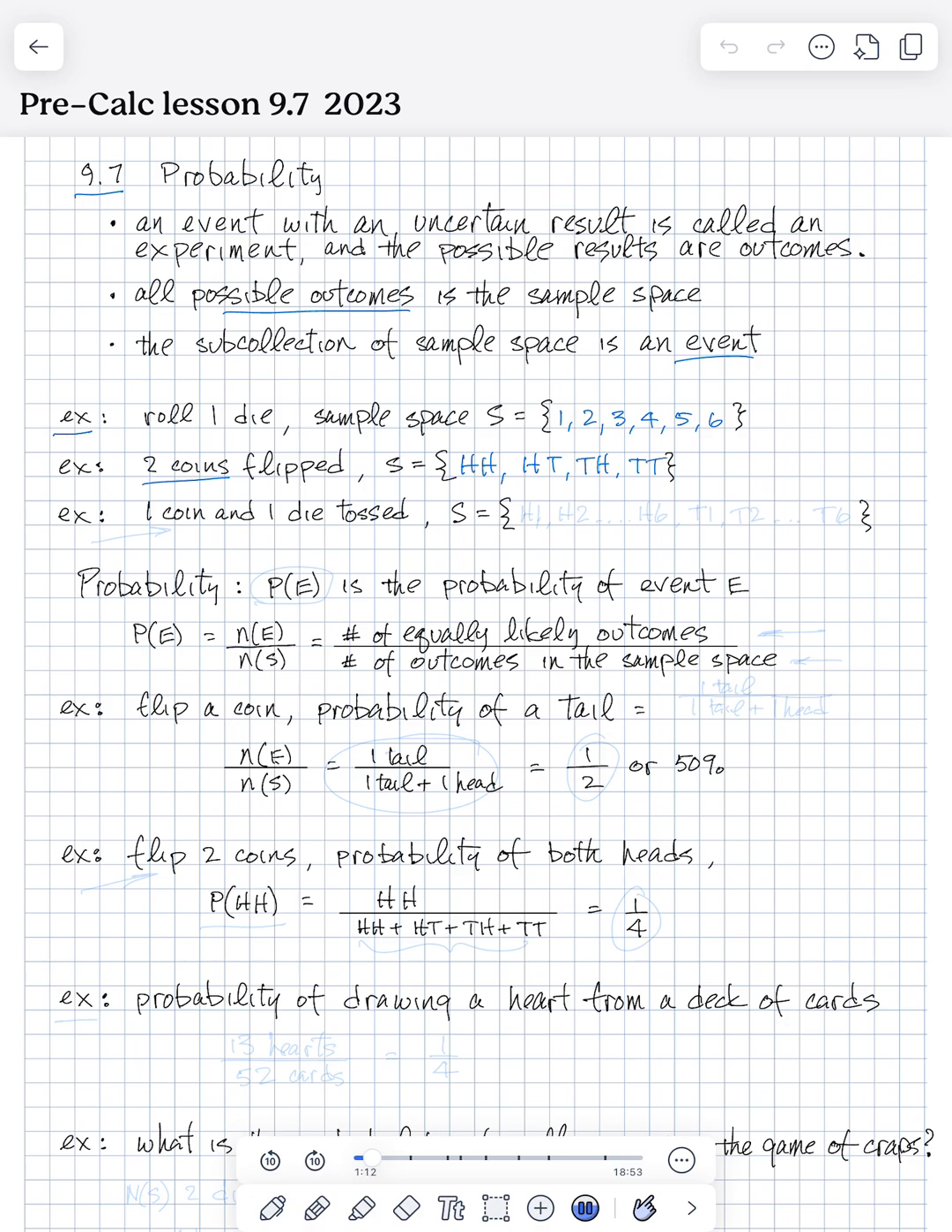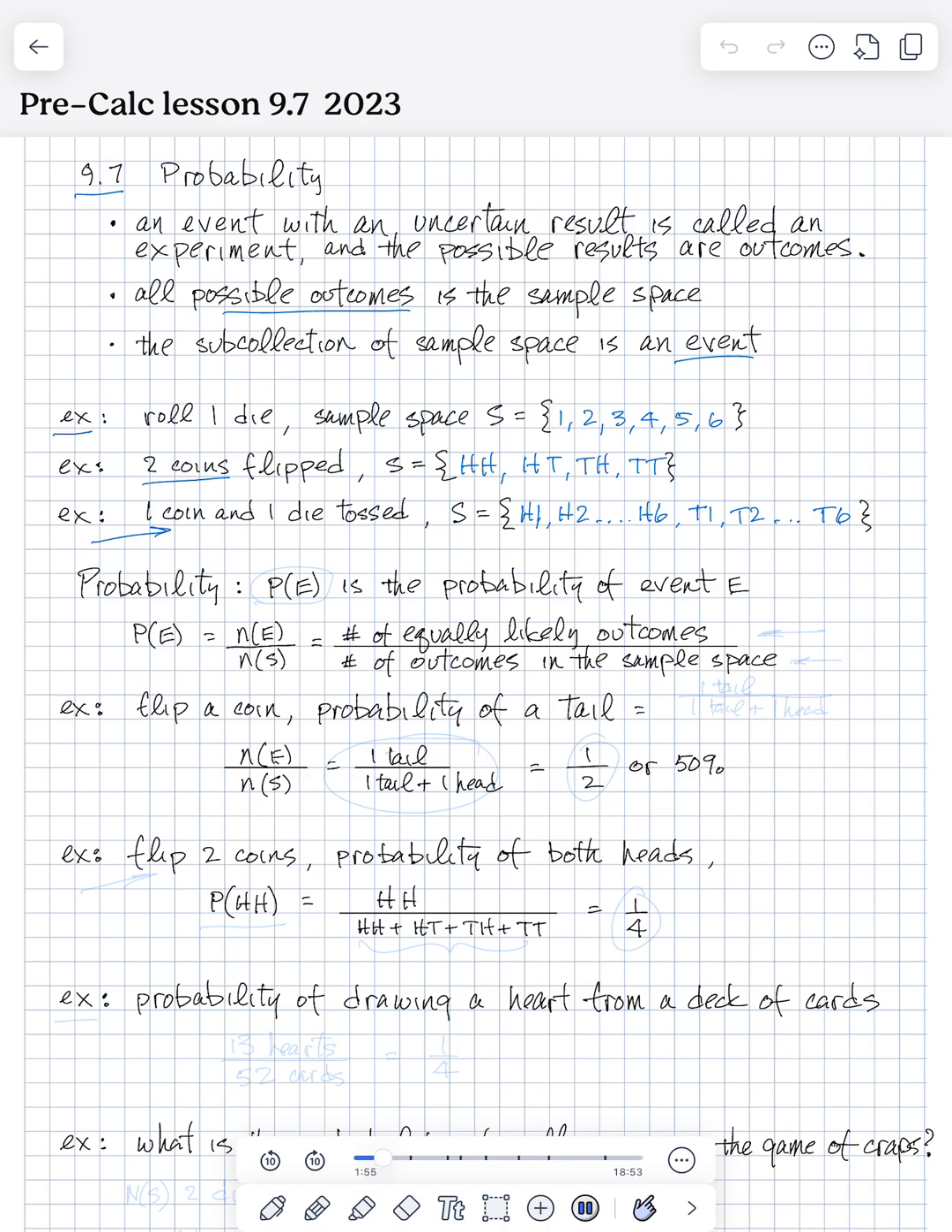Then the last one, we have a coin and a die tossed. What's the sample space then? Well, it could be a head and a 1, a head and a 2, and so forth to a head and 6. And then we could have a tail and 1, a tail and 2, and so forth, up to a tail and 6. So there's 12 possible outcomes.